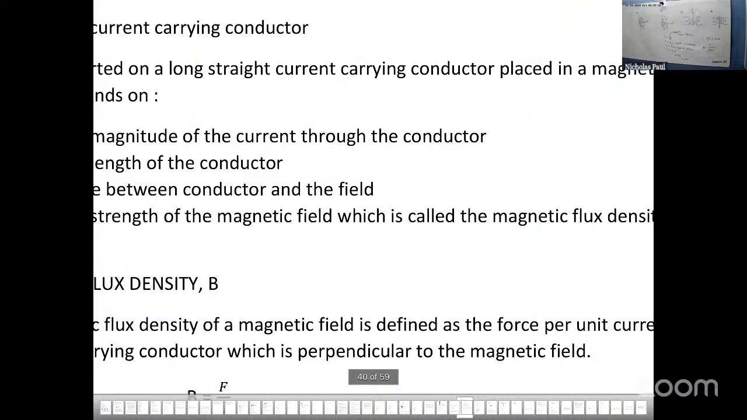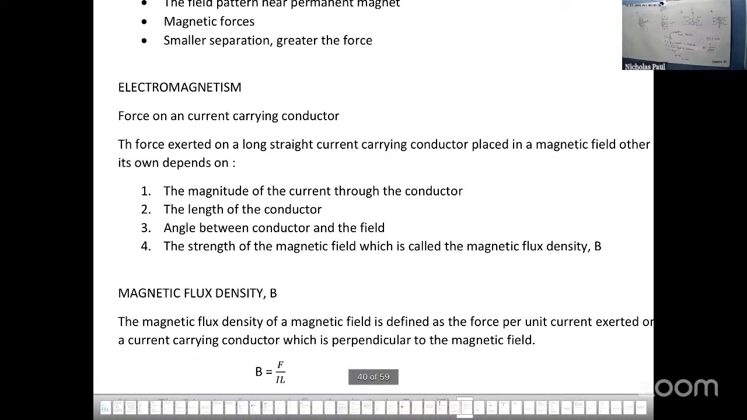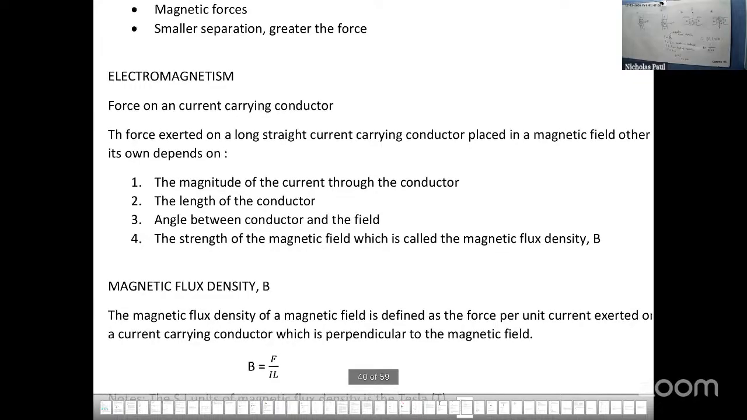Right, and let's go back to the handout. The force exerted on a long straight current carrying conductor placed in a magnetic field, other than its own, depends on those four things. You all agree with those four things?